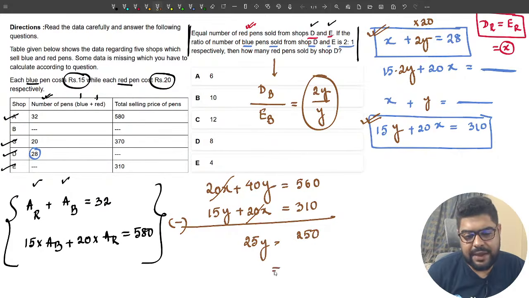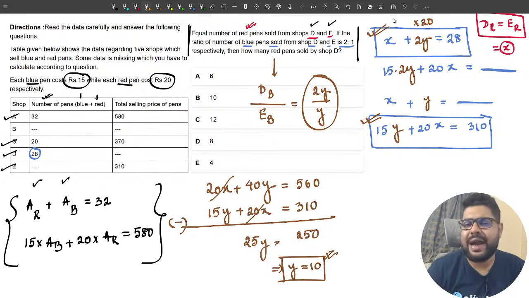But here, sir, y comes out to be 10. Now, once I know y, I can figure out x from this equation. So x will be how much, sir? 2y is 20, so x will definitely be 8.